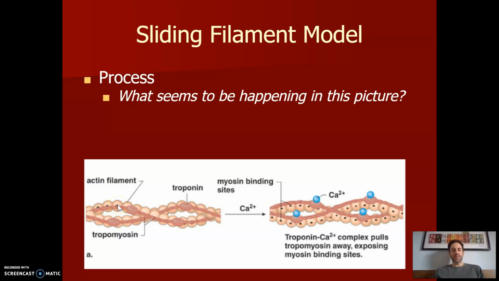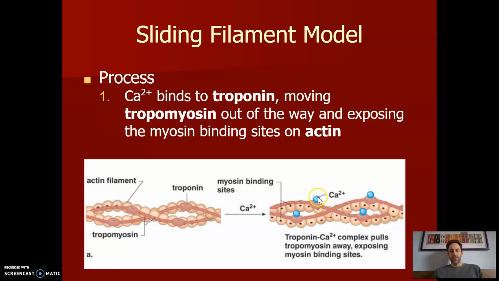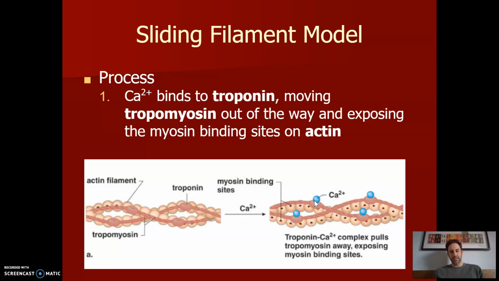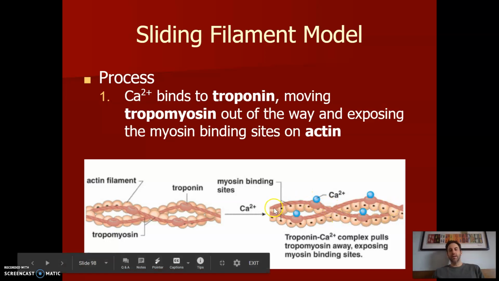And so the first step in muscle contraction is calcium binds to troponin. When that happens, it causes the proteins to change shape, and that shifts tropomyosin out of the way and exposes these myosin binding sites on actin. So the first step is calcium comes in and basically moves this whole thing out of the way so that myosin can come in and do its job.